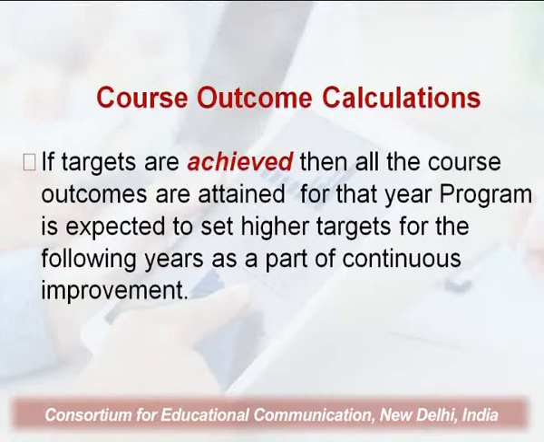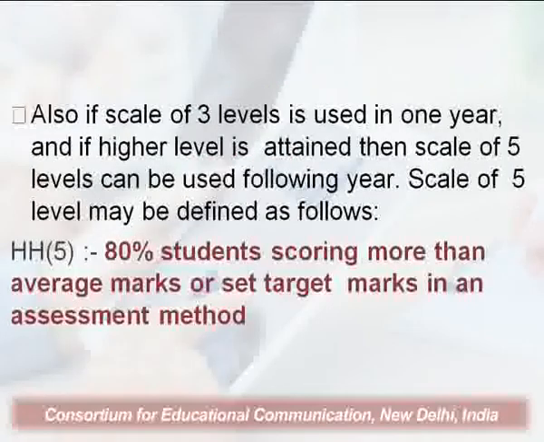Let us have a look at this. If the targets are achieved, then all the course outcomes are attained for that particular program, and the program is expected to set higher targets for the following years as a part of continuous improvement. Also, if the scale of 3 levels is used in one year and the higher level is attained, then the scale of 5 levels can be used in the following year.